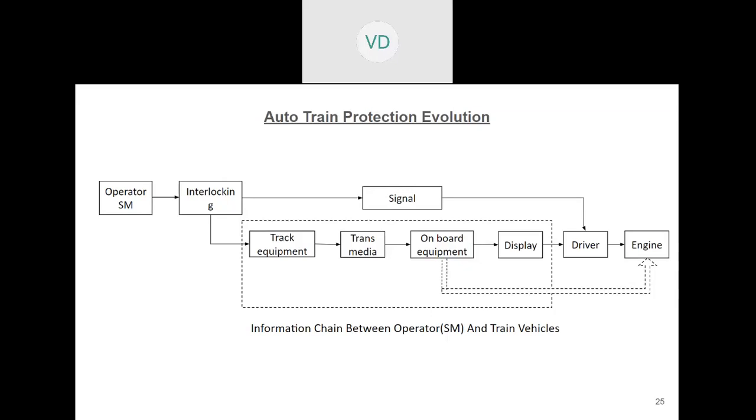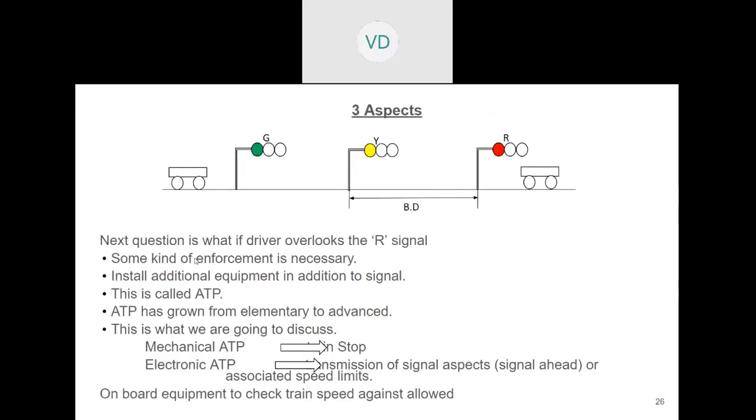Next. Yeah, this is a repetition of the three aspect signal. We are going to discuss the mechanical ATP to stop and the electronic ATP to stop, and what the onboard equipment does and how the driver controls the train with this kind of equipment. Next.